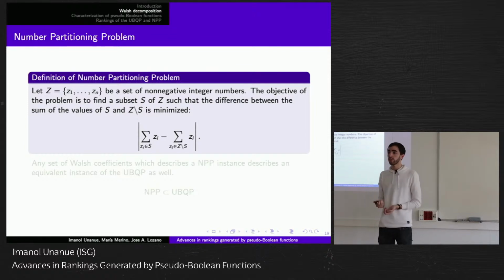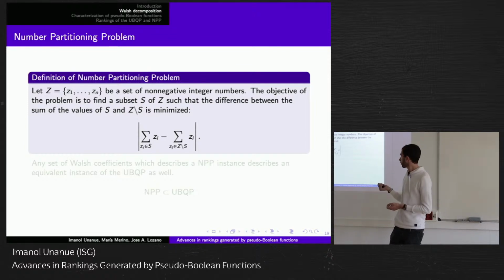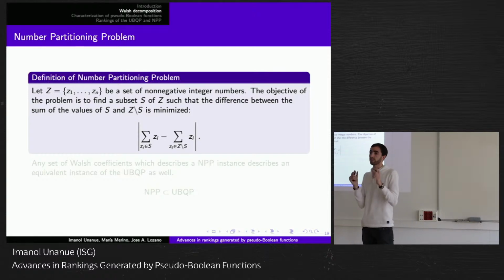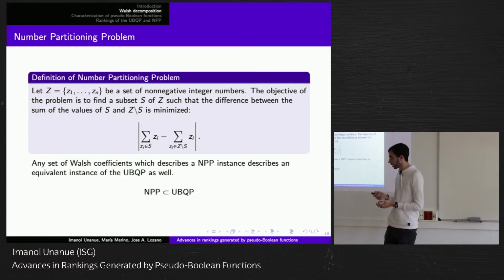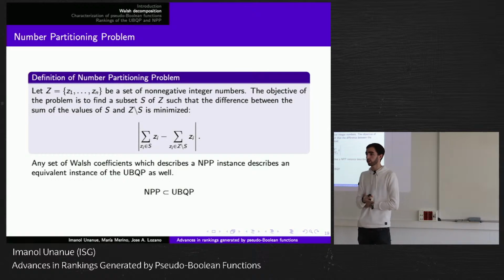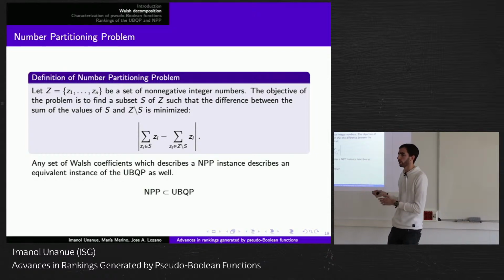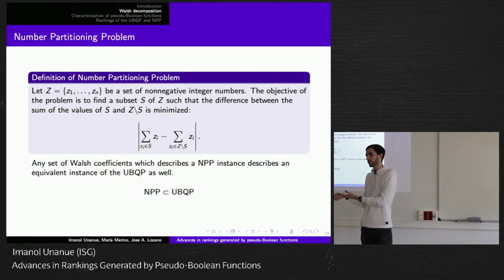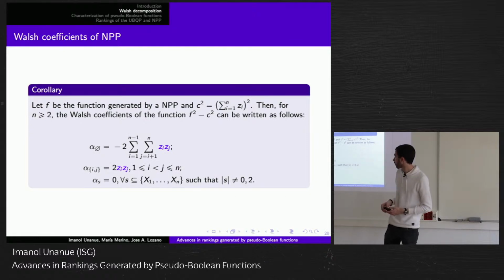However, there is a transformation and equivalence in which, instead of considering the number partitioning problem directly, we consider the square, which keeps the same ordering of the solutions, the same rankings of the solutions. We can then describe any number partitioning problem instance as a particular case of an unconstrained binary quadratic problem instance. So there is a relation. If there is a relation, we want to see if that relation is also kept in the Walsh coefficients. The answer is yes, and we have it, for example, in the following corollary.